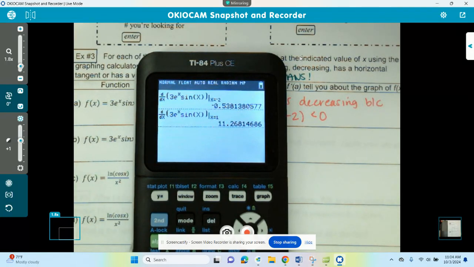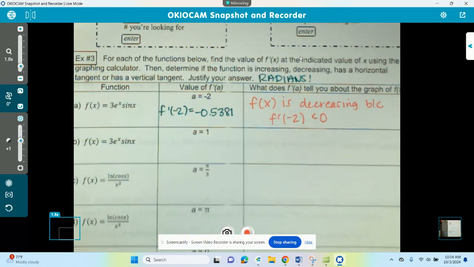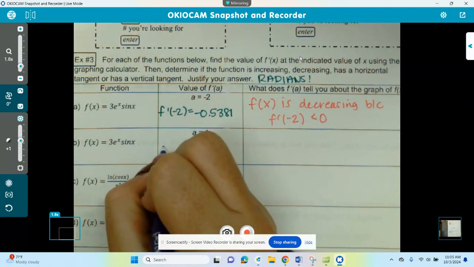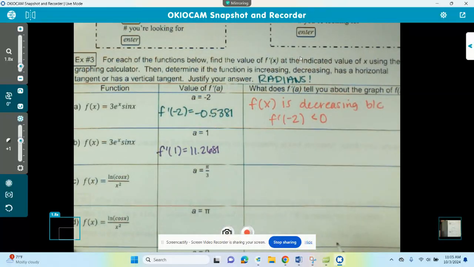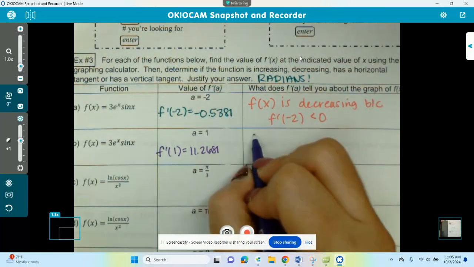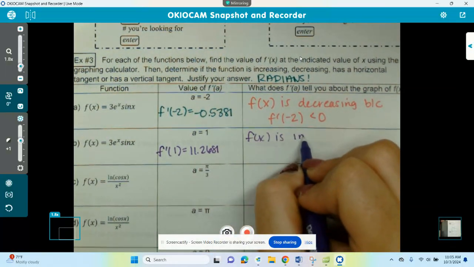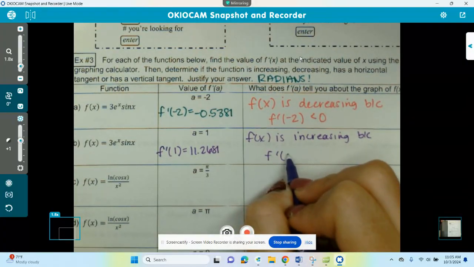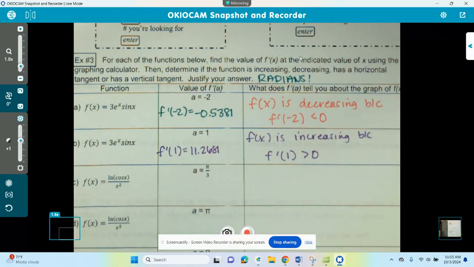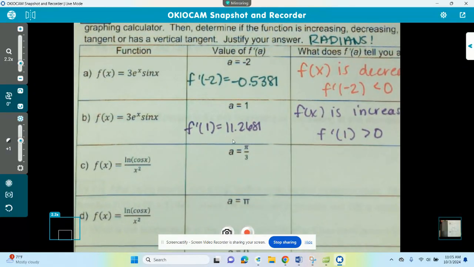So our answer is 11.2681. So f prime of 1 is 11.2681. So what do we know? F of x is increasing because f prime of 1 is greater than 0. Boom, boom, boom, boom. Everybody happier now? All right.